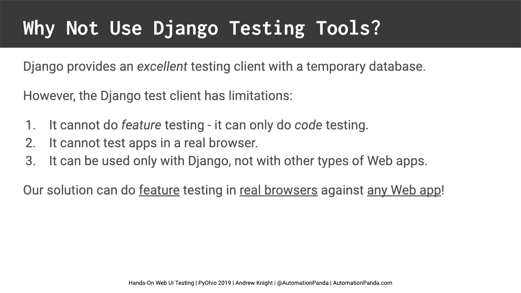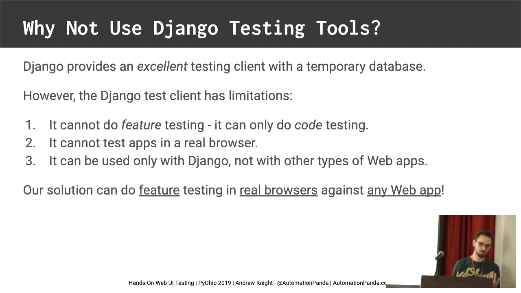Cool. Now, you may stop and ask, well, hey, Andy, this is really cool, but I'm a Django developer, right? And Django has some really awesome testing tools. Why don't I just use Django's tools for testing? And I would say, that would be awesome. You can do that. And in fact, Django's tools are excellent, and you should use that for unit testing. The Django tools don't really handle feature testing, right? And furthermore, the Django tools only work with Django. What I'm showing you today can do feature testing in real browsers against any web app, right? So keep that in mind. The solution we'll be building can hit any web app. Why? Because it can hit anything that's loaded in a browser. So what we're looking at is a little more universal than just some testing for some particular framework.